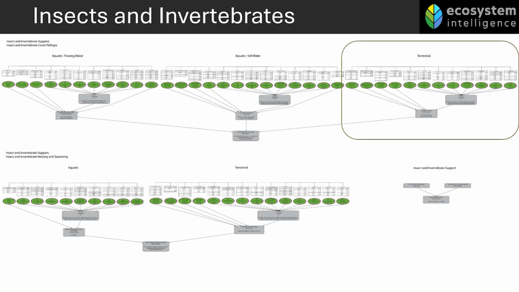And those are all for the insect invertebrate support for cover and refugia. And then if we move down to the bottom row here, we have insect invertebrate support for nesting and spawning. So a different life cycle stage or life history stage. And on the bottom, it's just broken out into two different components, aquatic versus terrestrial, because the still water versus flowing water distinction doesn't make as big a difference when we're looking at this in the bottom for nesting and spawning.